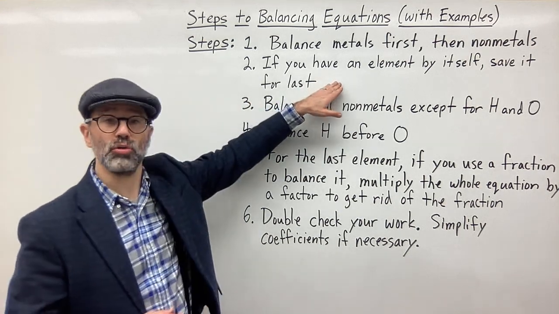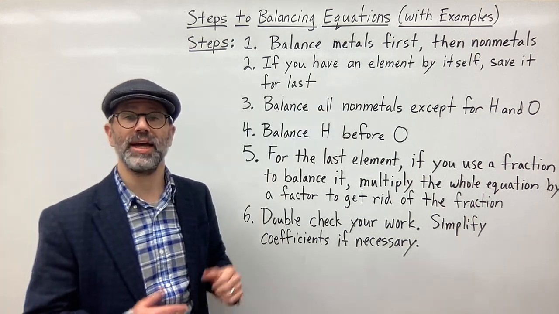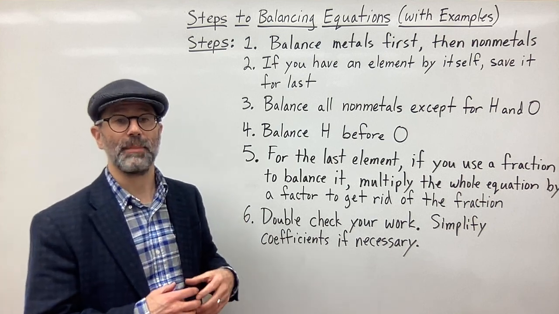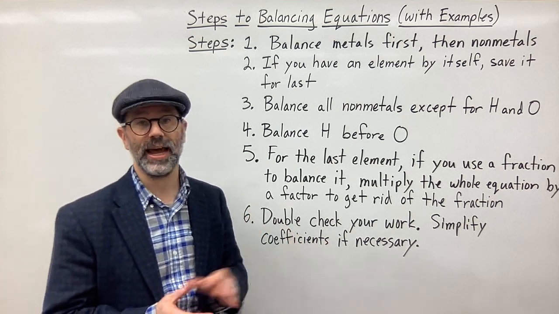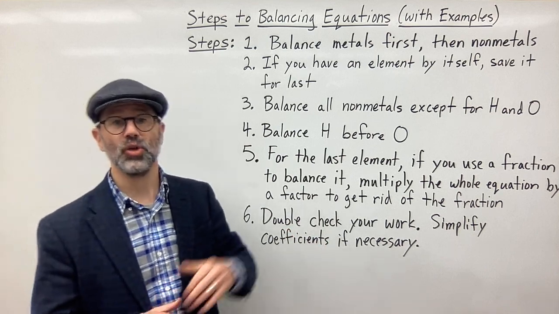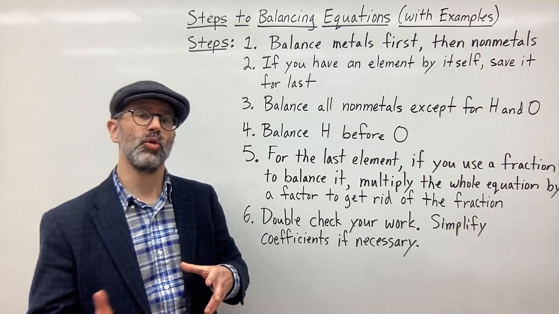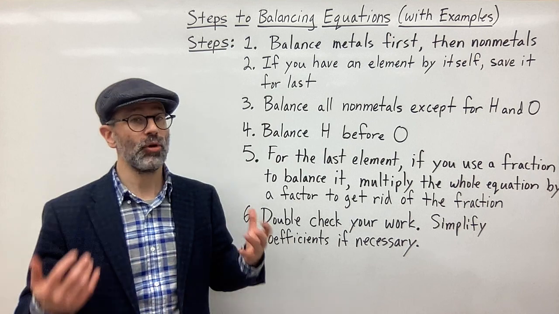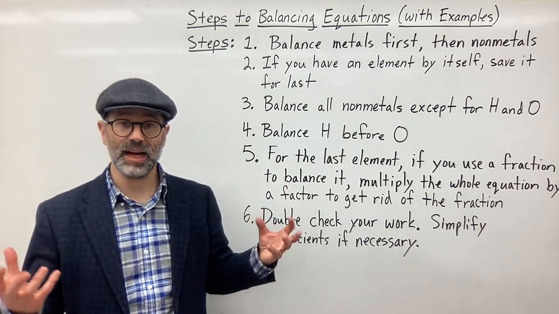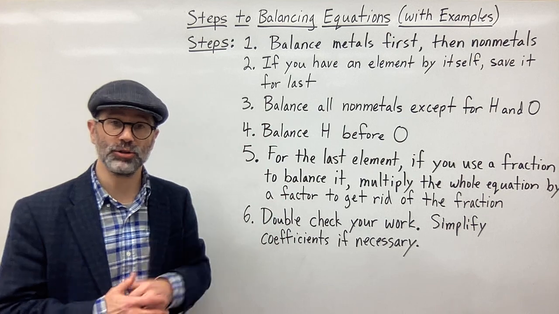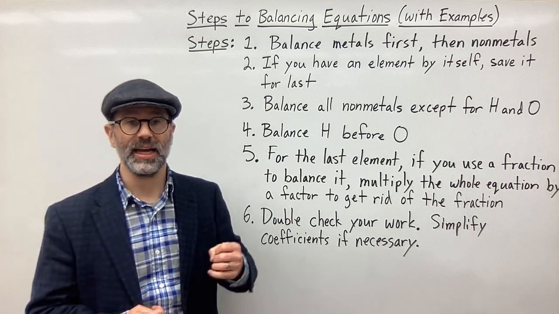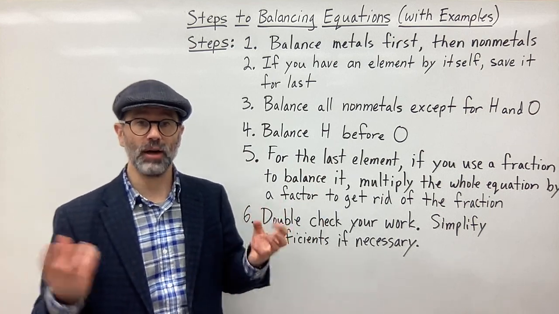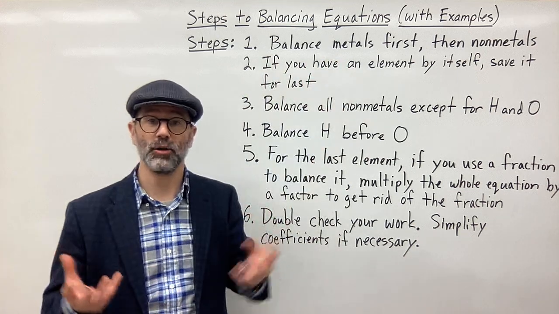And then also, rule of thumb is if you have an element that's by itself, that it's not part of a compound, like for example, oxygen gas, hydrogen gas, chlorine gas, sodium metal, something like that, you want to save that for last. Now, if you have a situation where you have more than one element that's by itself, then follow the general rules, right? So, for example, if you have a metal like sodium by itself and you have oxygen by itself, well, rule number one or step one follows.